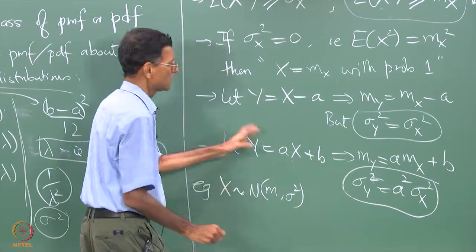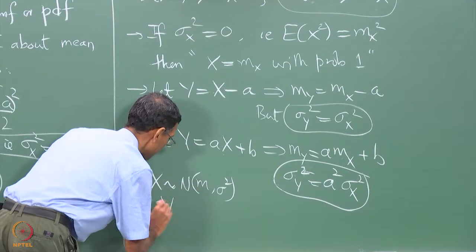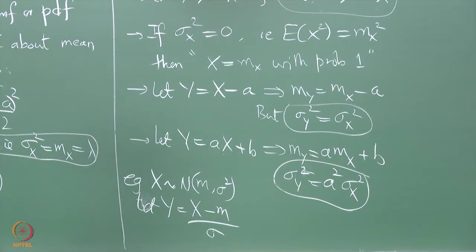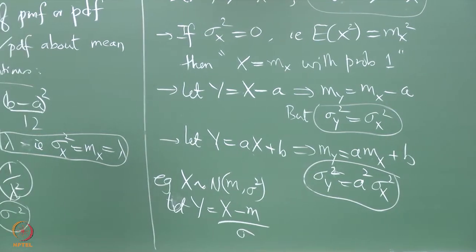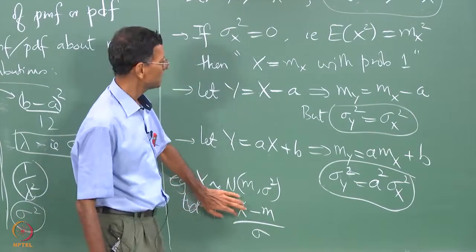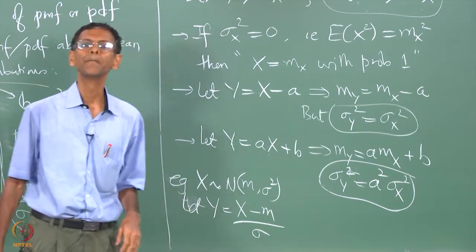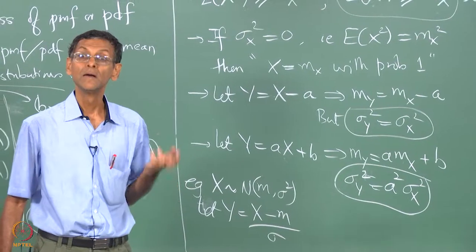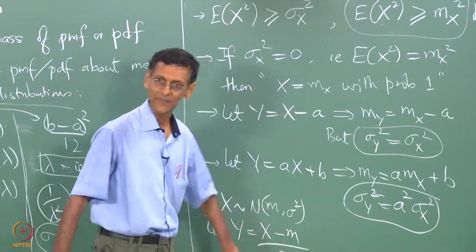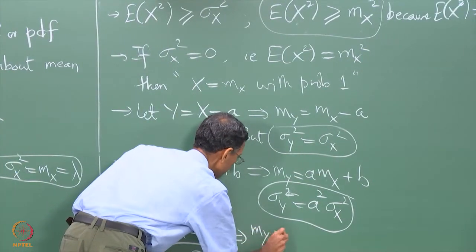But supposing I let y be equal to x minus m divided by sigma, not sigma squared. If I define y as x minus m by sigma, so x minus m by sigma is a special case of this, isn't it? So what happens? What are the mean and variance of y? Mean is 0, variance is 1. Remember, you have to divide by the square root of the variance here. We are not calling it by the other name, but again this implies that the mean of y is 0.